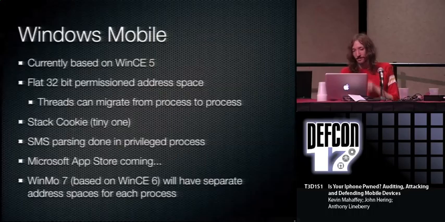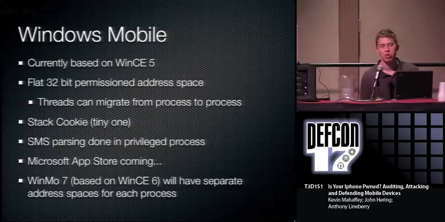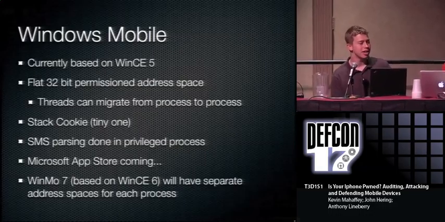So Windows Mobile. Current versions of Windows Mobile, since, I think, 5.0 at least, are based on the WinCE 5 kernel, and basically what this means is it's one giant 32-bit address space. There's actually no process-level memory isolation. It's kind of neat, the stuff you can do. Threads migrate from process to process.